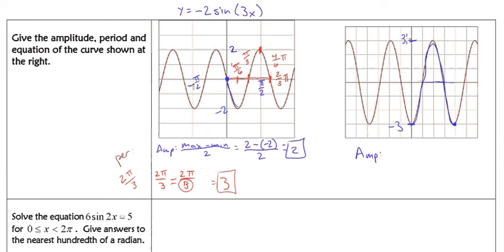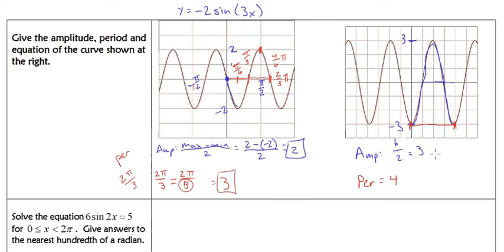Amplitude, again, is maximum minus minimum. 3 minus -3 would be +6, and 6 divided by 2 is 3. The period, on the other hand, is 4. We counted 1, 2, 3, 4 units from minimum to minimum.